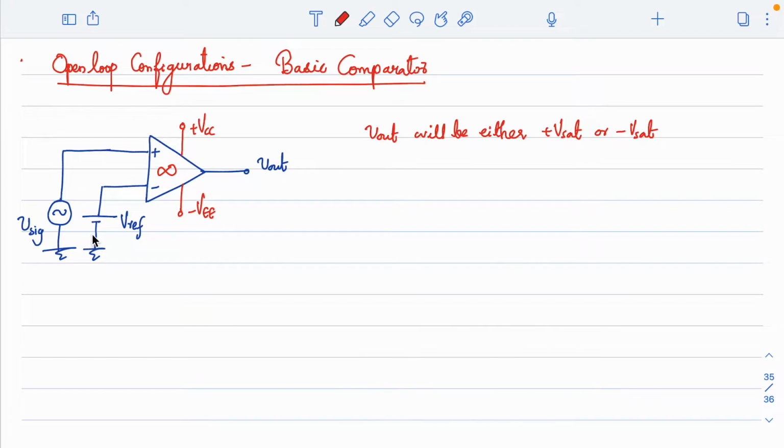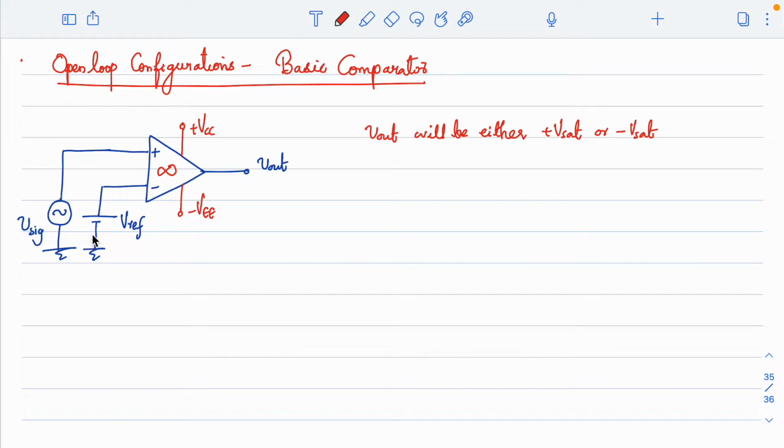If it is high, we can say that the input signal is greater than the reference voltage. If it is low, we can say that the input voltage is lesser than the reference voltage. Now, since we can operate an Opamp in two modes, inverting and non-inverting, we can have an inverting comparator and a non-inverting comparator. Two versions are possible, right?